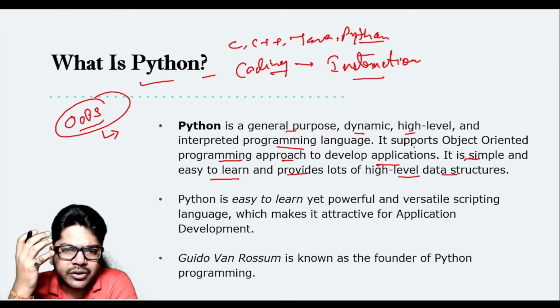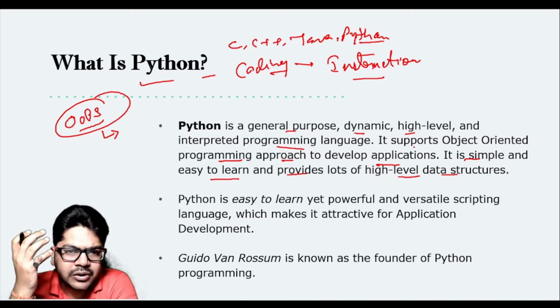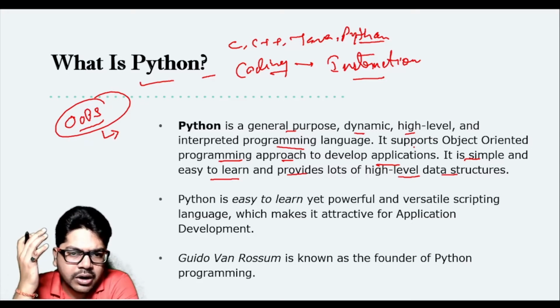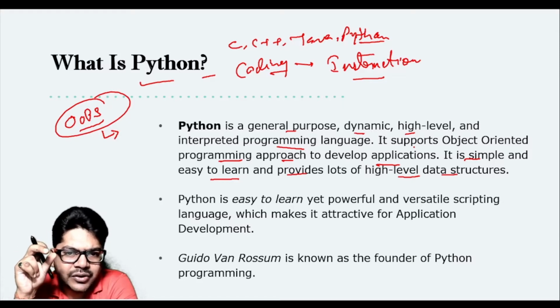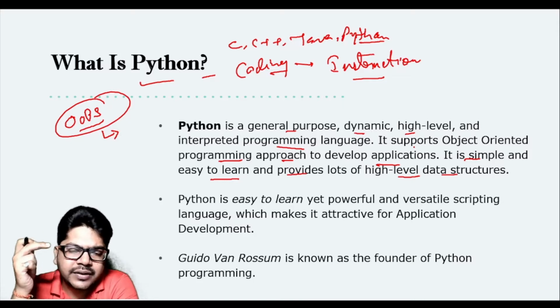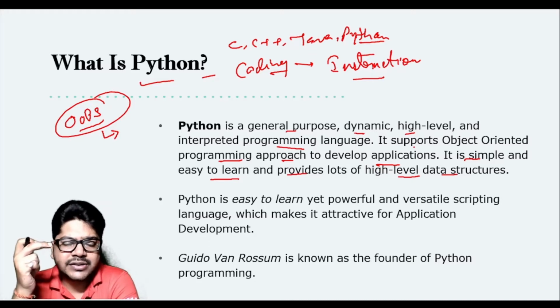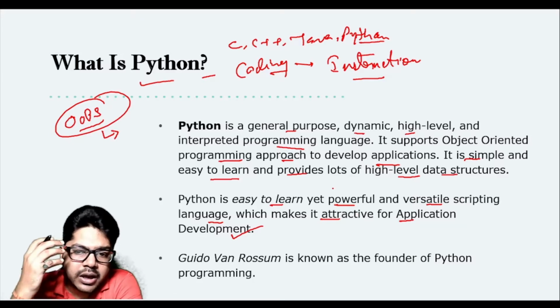It is very simple and easy to learn. Easy to learn in the sense that most of the syntax is very much like what you use in the English language. That is the reason it is easy to learn. The second thing favoring Python is that Python has huge applications. You talk about data science, you talk about machine learning, you talk about artificial intelligence, somewhere or the other, Python is helping to create that. That is the reason the use of Python has increased tremendously in the recent couple of years. Okay, so Python is an easy to learn yet powerful and versatile scripting language, which makes it attractive for application development. That is the reason people prefer it for application development.